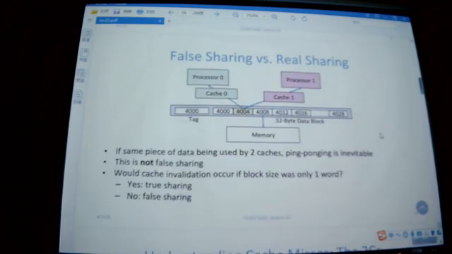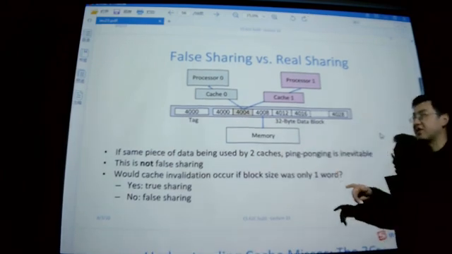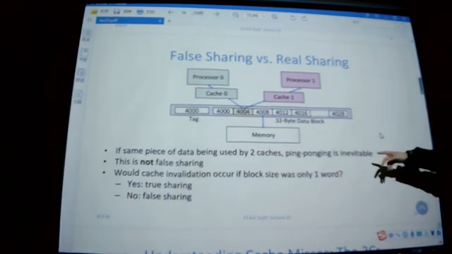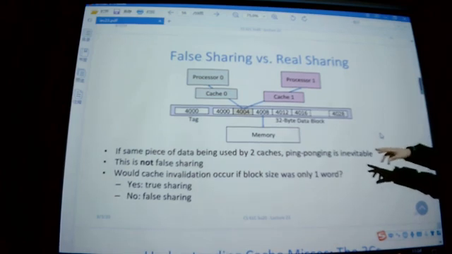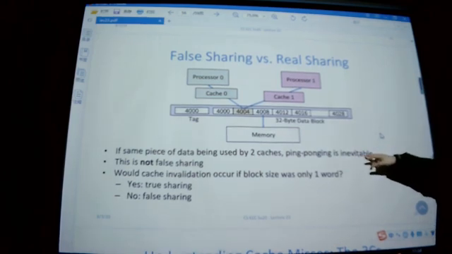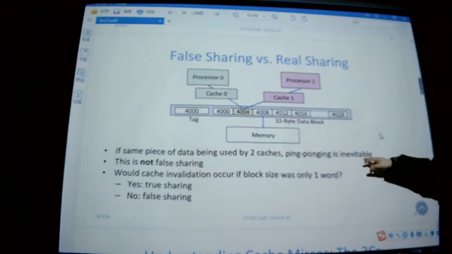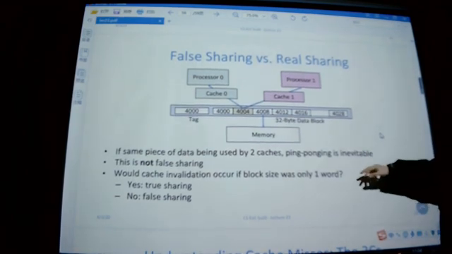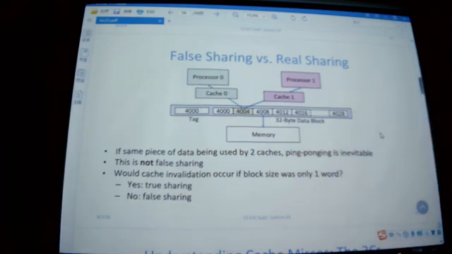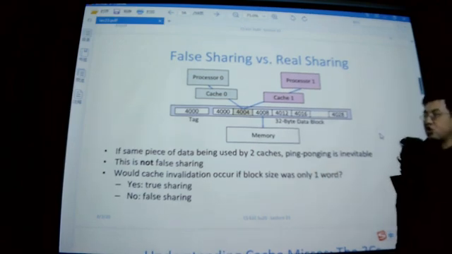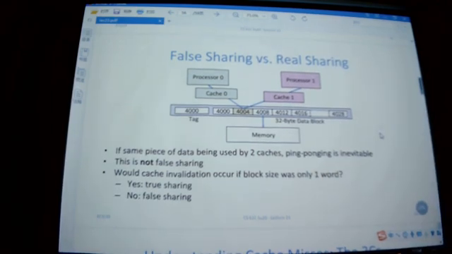Okay, this is false sharing versus real sharing. We can see if we have the same addresses, if the same piece of data is being used by two caches, ping pong is inevitable. This isn't good. This is a bad condition. This is not false sharing. Good catch. Would the invalidation occur if the block size was only one word? If yes, this is true sharing. If no, this is false sharing.